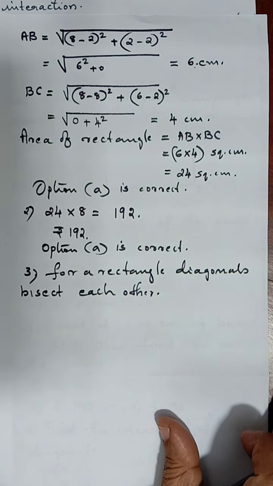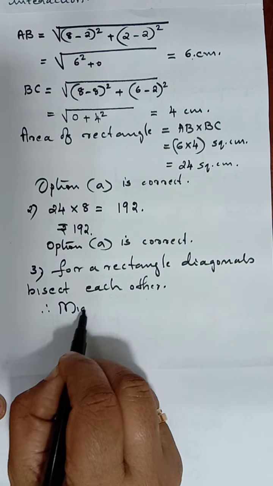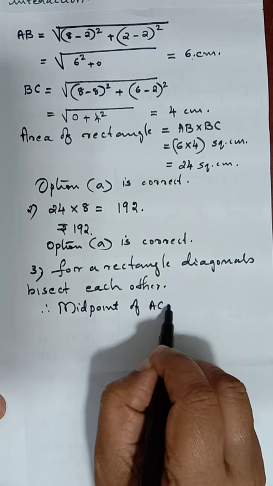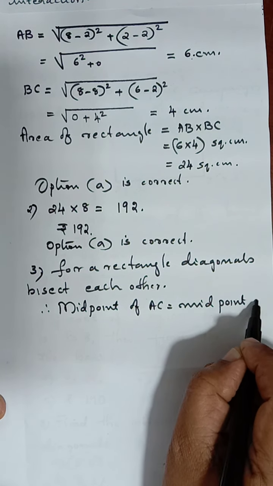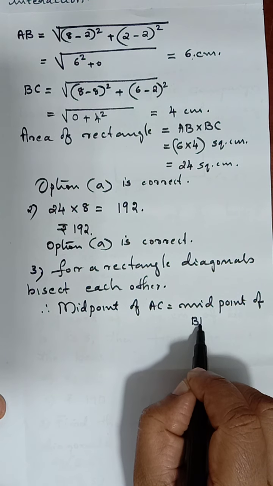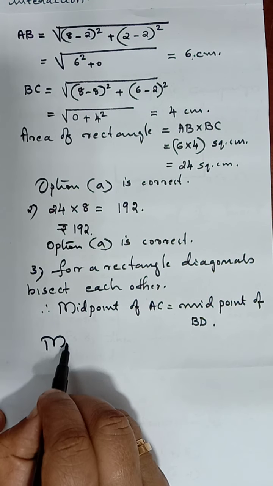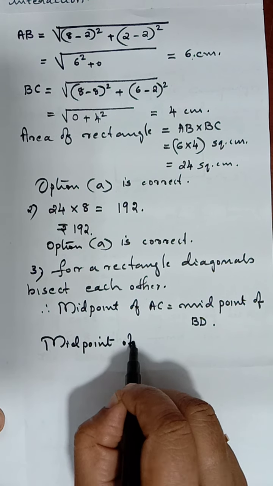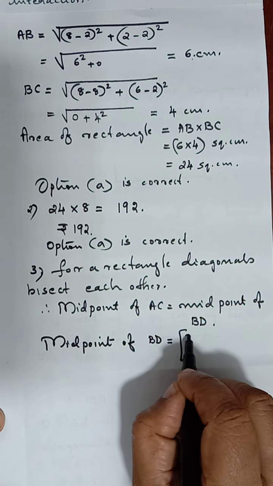Bisect each other. Therefore, what happened? Midpoint of AC is equal to midpoint of BD. These are the diagonals. Any one of the midpoints we will find out. As you like, you can find out. I'm going to find out the midpoint of BD. That will be the point of intersection. Midpoint of BD. First, let us write the formula.